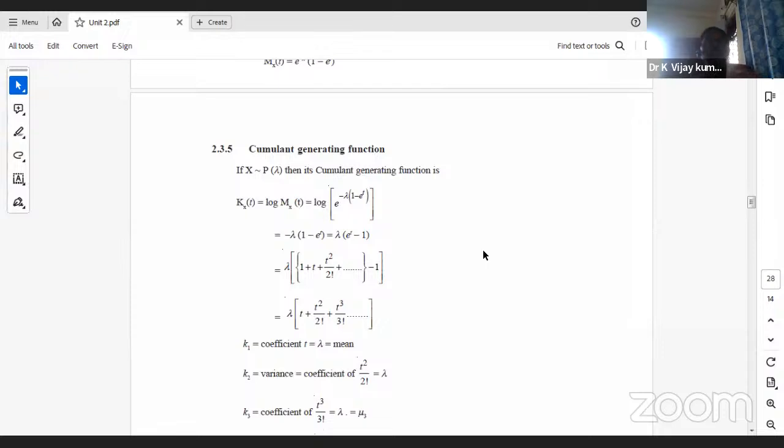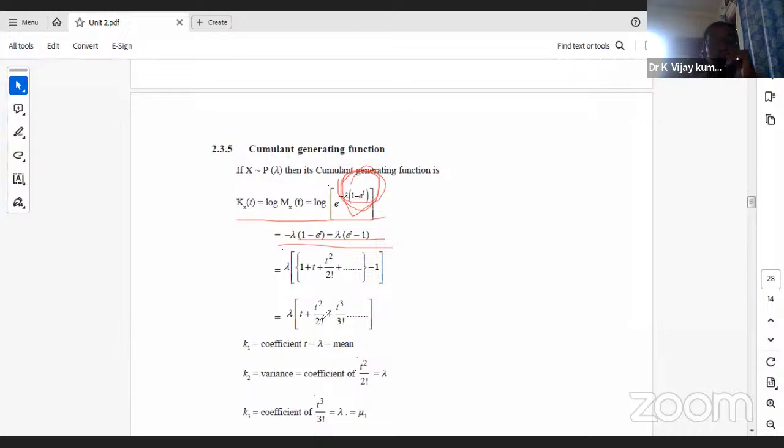Now we can do the cumulant generating function here. What is the cumulant generating function? If X follows Poisson lambda, then the cumulant generating function is K_X(t) equals log M_X(t), which is log of e power minus lambda times (1 minus e power t), so it is lambda times (e power t minus 1). Expanding lambda times (e power t minus 1), we write e power t as 1 plus t plus t square by 2 factorial plus t cube by 3 factorial plus t power 4 by 4 factorial and so on, minus 1.